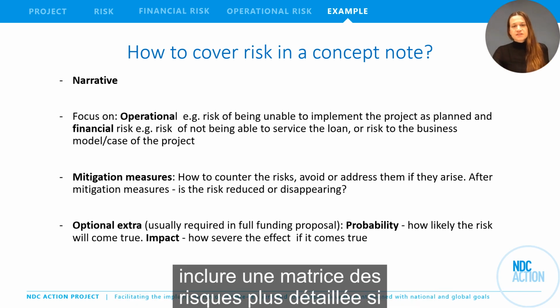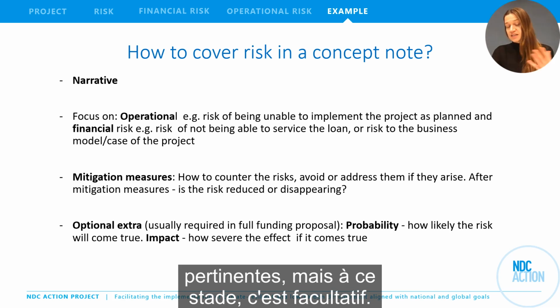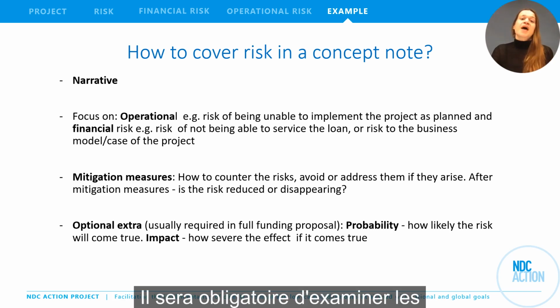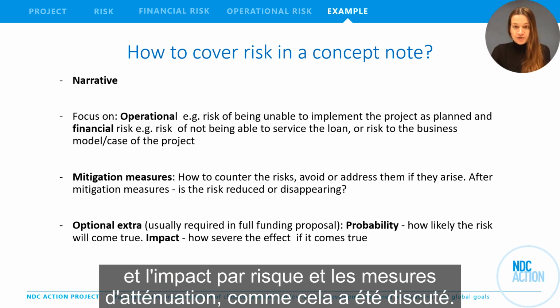You could, of course, at this stage already include a more detailed risk matrix if you have the relevant knowledge and data, but at this stage it's optional. It will become mandatory for the full funding proposal to discuss probability and impact per risk and mitigators as discussed.